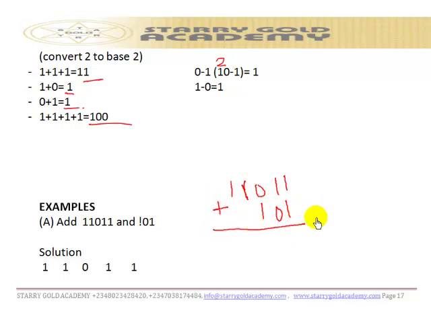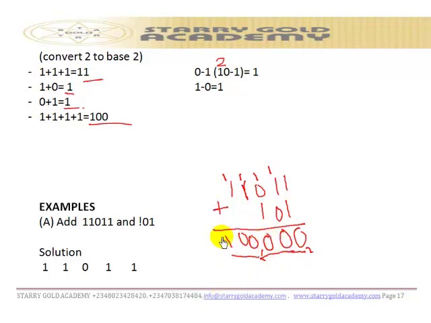I already said 1 plus 1 is 10. Carry 1. If I just carry 1 plus 1, it's still 10. Carry 1. 1 plus 1 is 10 again. Carry 1. 1 plus 1 is 10. Carry 1. 1 plus 1 is 10. So the answer is in base 2. I believe you understand what I just did. You can go through it again. 1 plus 1 is 10. Once you add, you carry the 1 to the next number and then add it.